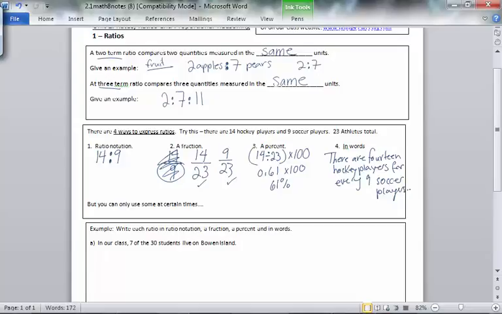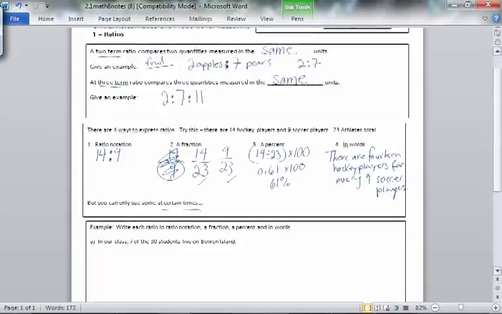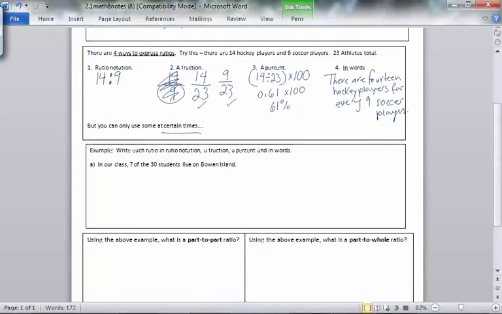Now, some of these ways, ratio notation, fraction, percent, and in words, can only be used at certain times. Right now, we'll go over some of the situations that will probably be more obvious than you think. So try this example here on your own first. Write each ratio in ratio notation, a fraction, a percent, and in words.